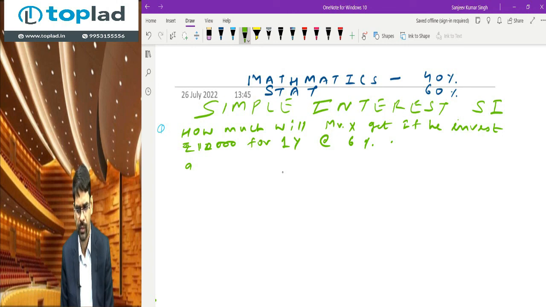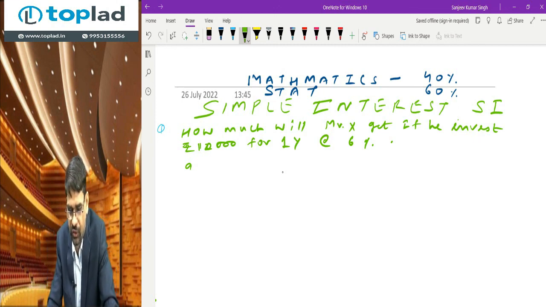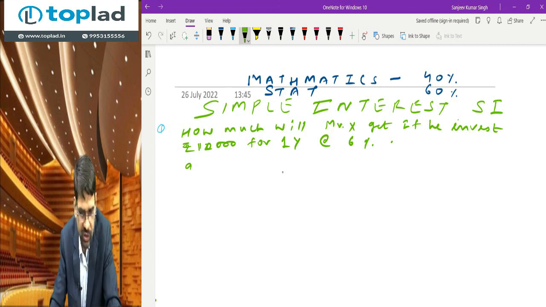Friends, we have already discussed the concept and the formula for solving this question. Please attempt, and give me an answer. After 3 minutes, I will solve this question for you.